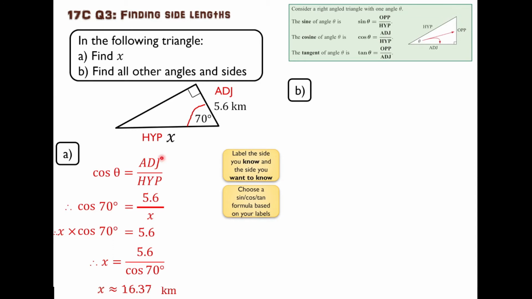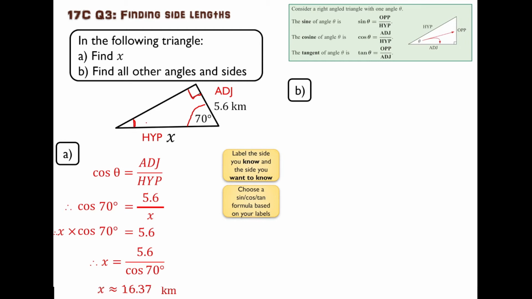Now that we've figured out this length, let's go on to part B and figure out all the other angles and all the other sides. We'll start by maybe figuring out this angle here, although it doesn't really matter which order you do this in. We know what this angle is, that's great. We know what this angle is. This angle is 90 degrees, you can tell because of the square. But we don't know what this angle is. This one right here.